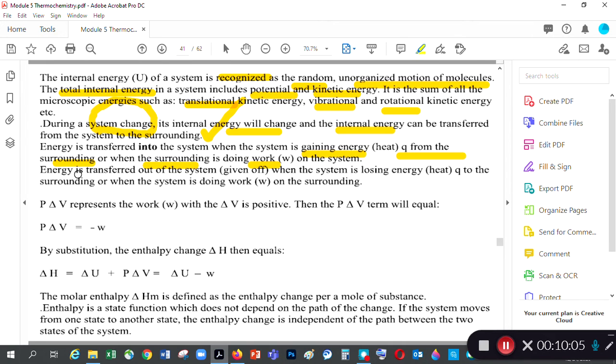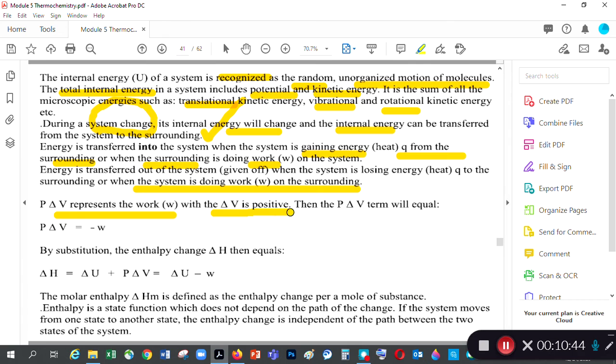On the other hand, if the energy is transferred out of the system, exothermic reaction, then the system is losing energy, heat Q, to the surrounding, or the system is doing work on the surrounding. So you have exothermic, then you have work from the system on the surrounding. You have endothermic, where work is done from the surrounding on the system itself. Then the product of P multiplied by delta V represents the work, W.